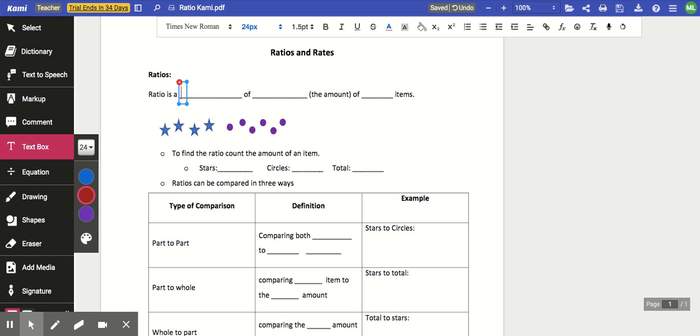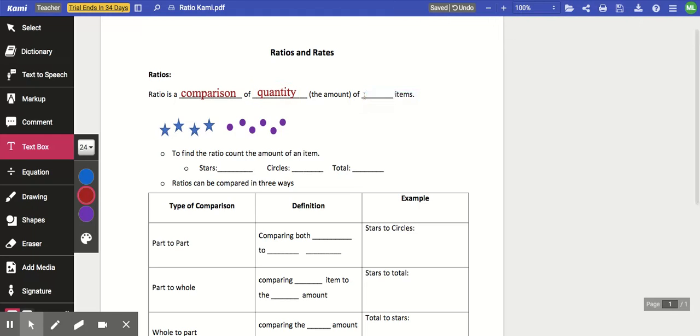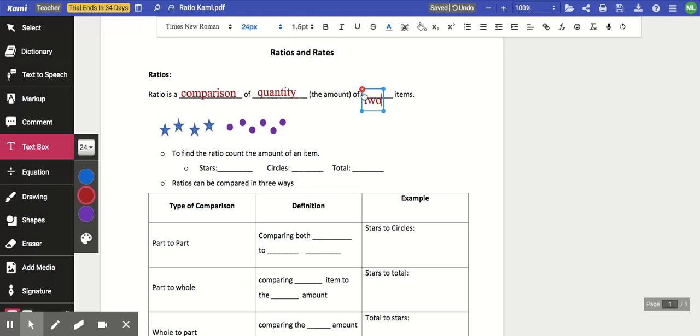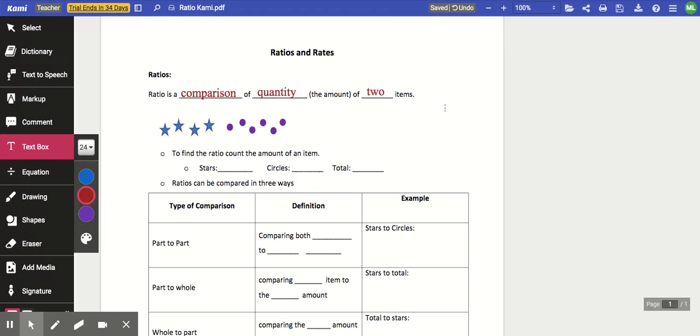Alright guys, today we're going to talk about ratios. A ratio is a comparison of quantity, or the amount, of two items together. So a ratio is a comparison of quantity of two items.